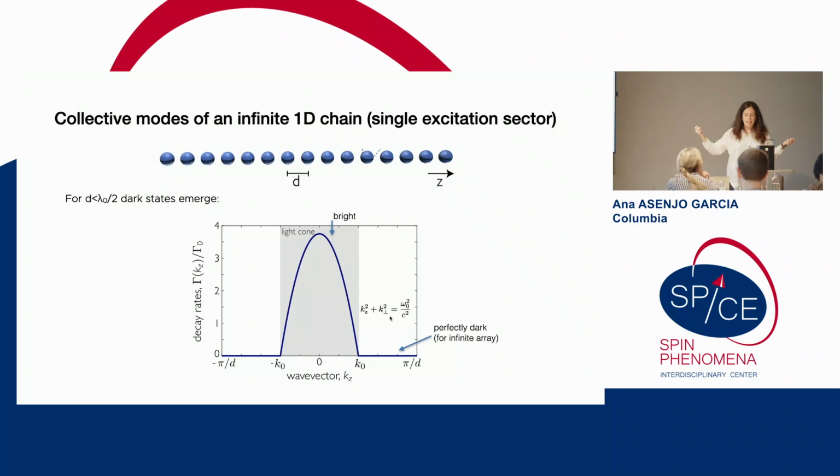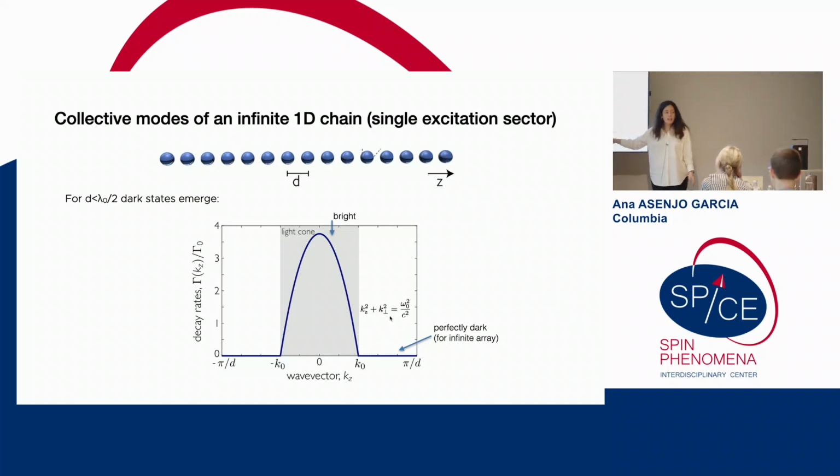If I take my distance to be super large, the atoms should not interact. There should not be dark states. Equivalently, for the Brillouin zone, if I take the distance to be very large, I make my Brillouin zone very, very small, and eventually everything fits inside the light cone. As I make the distance smaller, I'm stretching the Brillouin zone, and then I have more and more density of dark states. And the transition at which the edge of the Brillouin zone hits k0 is lambda zero.